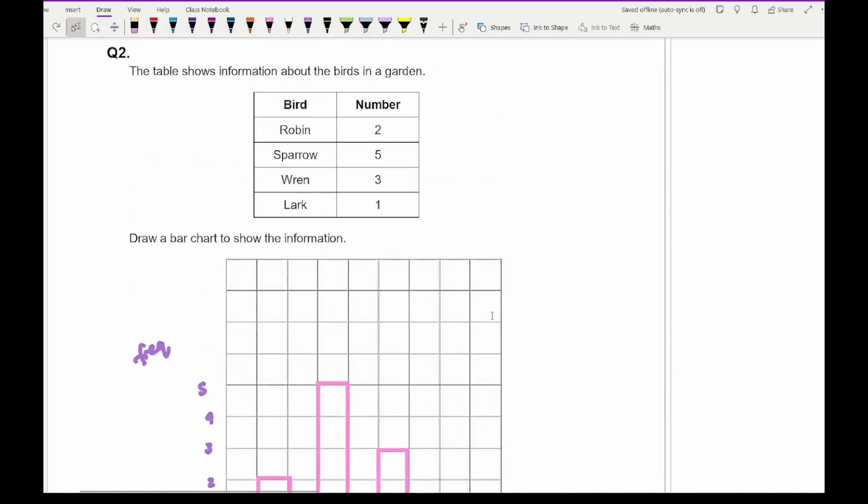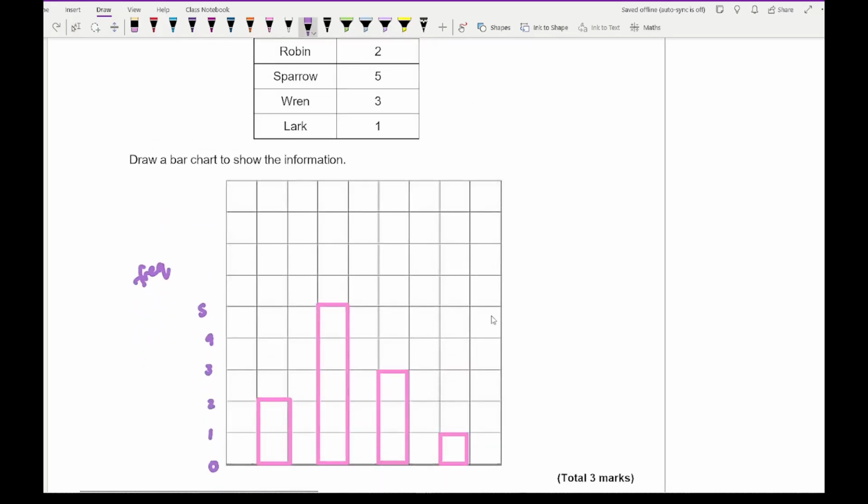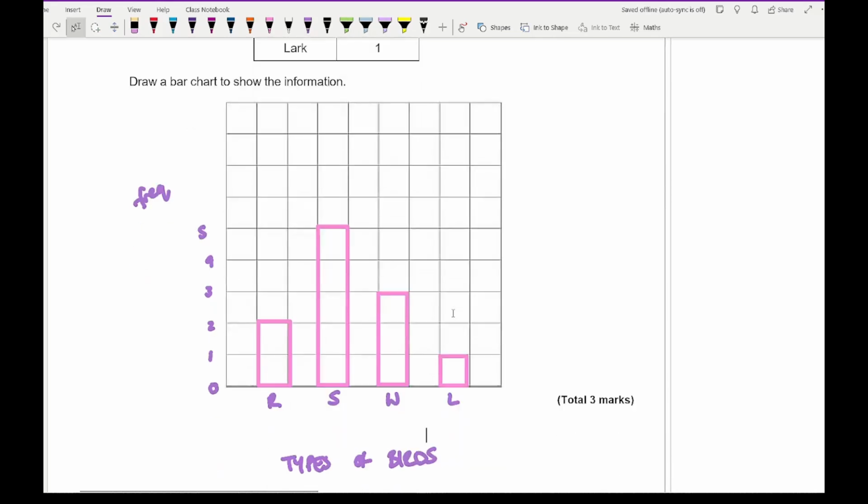Either you can use a key like you would with a bar chart, so I've got robin, I've got sparrow, and I've got wren, and I've got a lark. And again, you don't need to use the full words, just initials, just something that links the bar to what it represents, and that'll be absolutely fine.